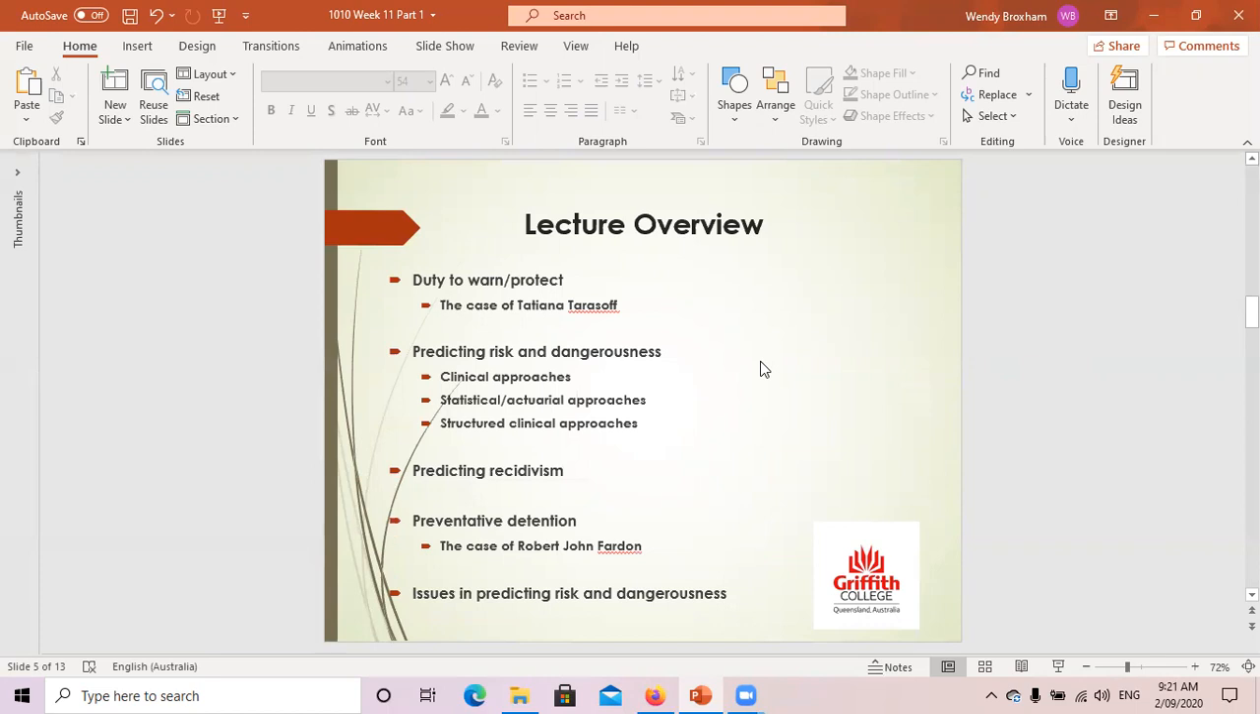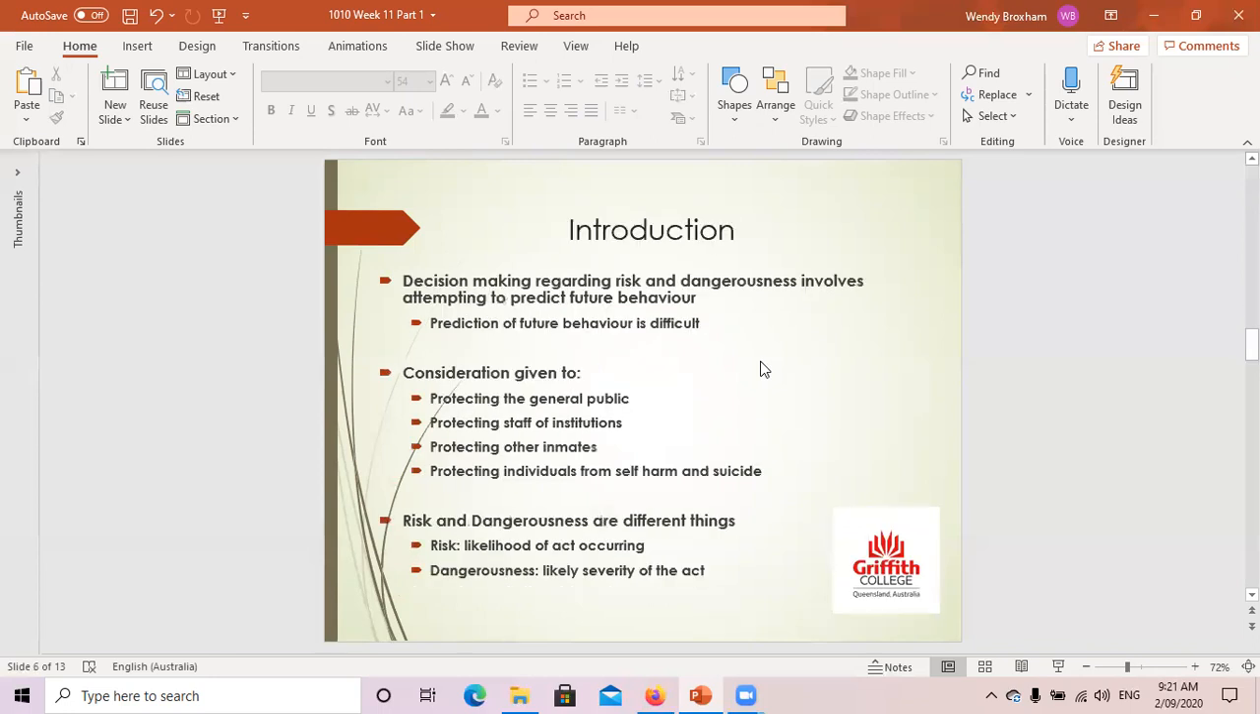We're going to look at preventative detention, which is keeping people in prison past the end of their sentence, and we'll look at a Queensland case, the case of Robert John Fardon, who is a well-known Queensland sex offender. And as I said, the issues in predicting risk and dangerousness.